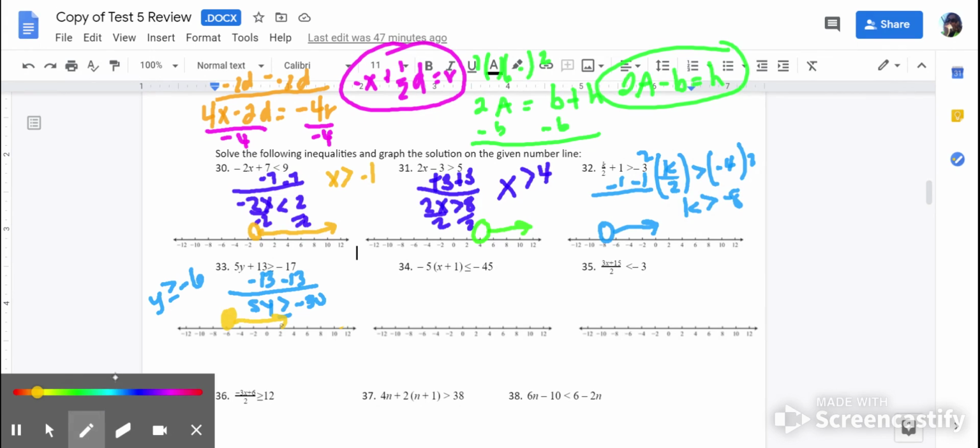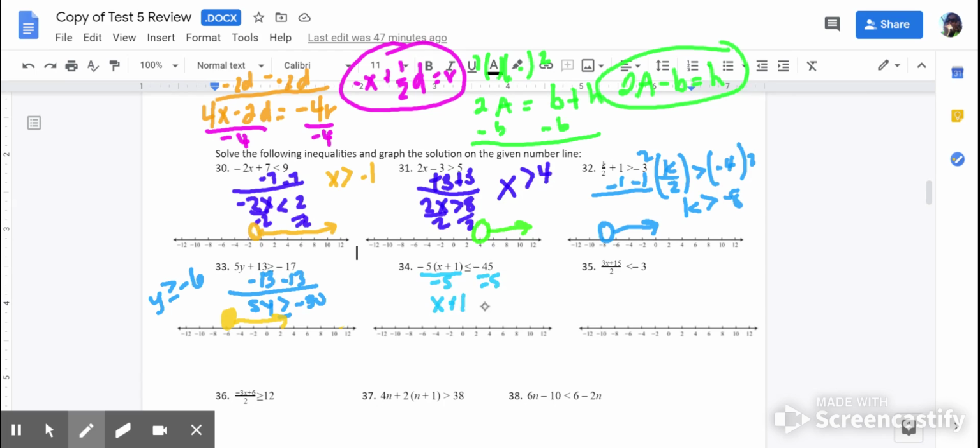Now I have some options when I get ready to solve number 34. I can distribute the negative 5 first. I'm going to actually start by dividing by negative 5. But if I divide by a negative, I have to flip my sign. So it goes from x plus 1 is less than or equal to, to x plus 1 is greater than or equal to 9. I'm going to subtract 1 from each side. So I have x is greater than or equal to 8. When I get ready to graph this, come out to 8. Okay. Closed dot. And it will be greater than or equal to this 8.